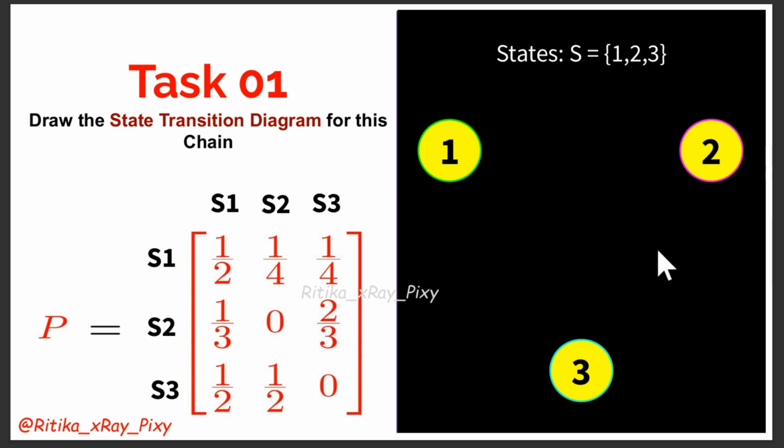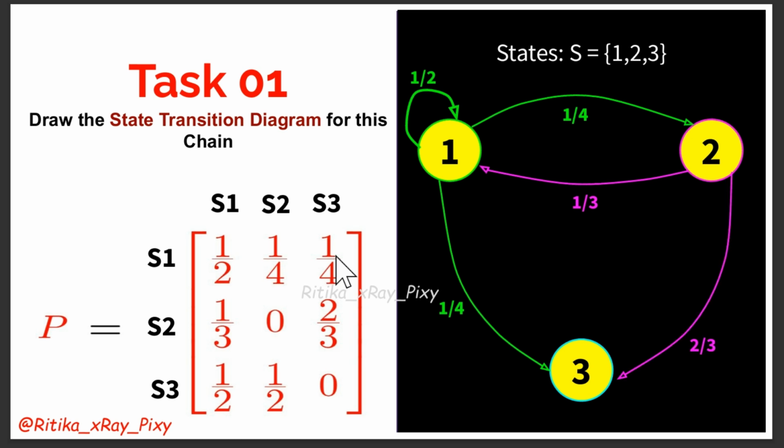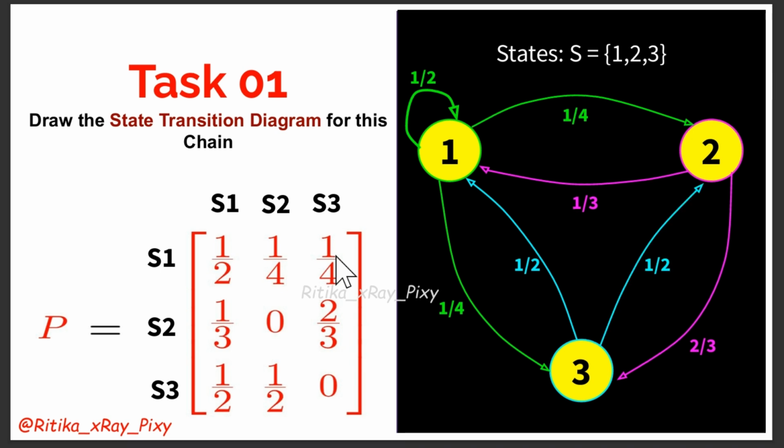Now we use directed arrows between states with the respective probabilities. The probability from state 1 to 1 is 1/2. The probability from state 1 to state 2 is 1/4. The probability from state 2 to state 1 is 1/3. The probability from state 2 to state 3 is 2/3. The probability from state 3 to state 2 is 1/2, and the probability from state 3 to state 1 is 1/2. So this is our state transition diagram.